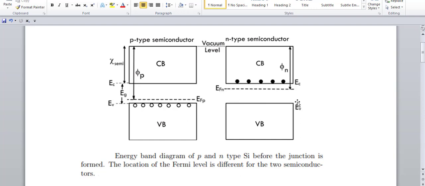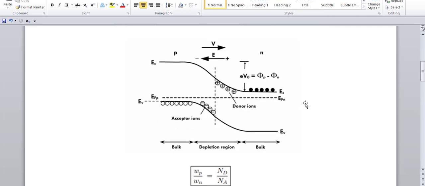Okay. Now, if you join these two types, that means if you join this P-type material and N-type semiconductor together, then what happens? If you join them, your diagram will be like this. See, here the position of the Fermi level is noted here as EFP and this is EFN. That means the Fermi level is just like a straight line for the PN junction. We all know that for P-type the Fermi level is closer to the valence band, and for N-type the Fermi level is closer to the conduction band.